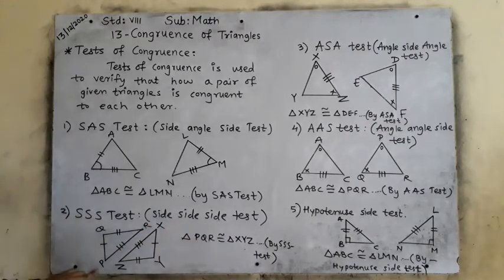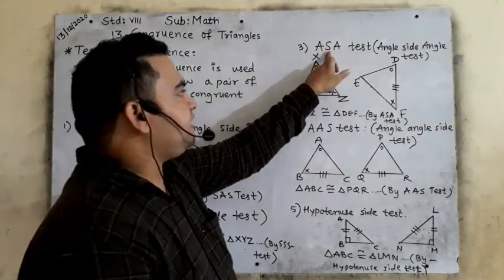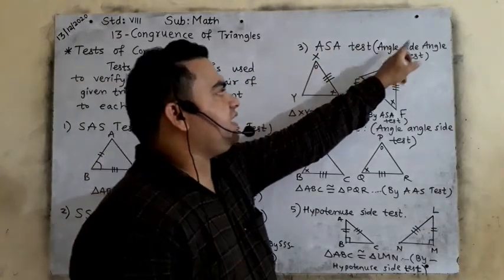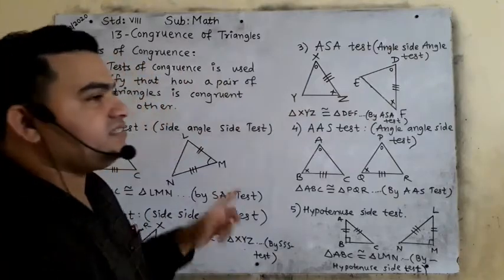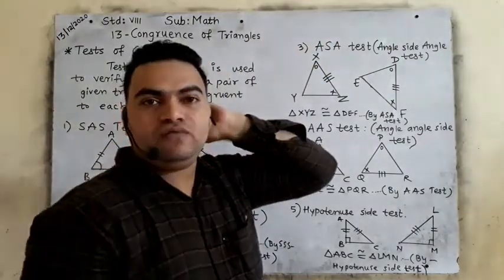Okay. See, this side PQ is congruent to side XY. Then side QR is congruent to side YZ, and side PR is congruent to side XZ. Is it clear? Now we will see the third test, that is angle side angle test. Angle side angle means two angles will be there, उनके बीच में one side will be given to you.